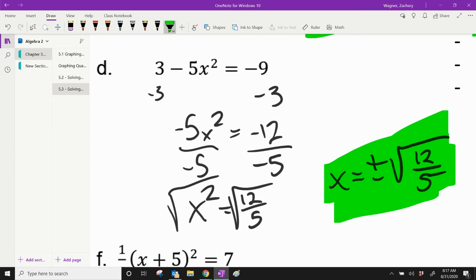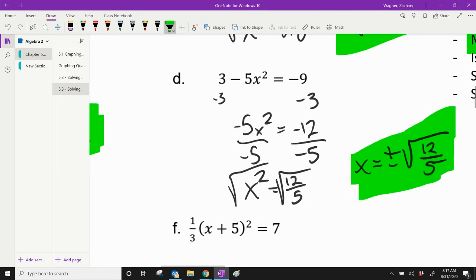For now, we're going to keep that right there. We're just going to leave that one as this is. Square root of 12 divided by 5. Positive and negative version of that.